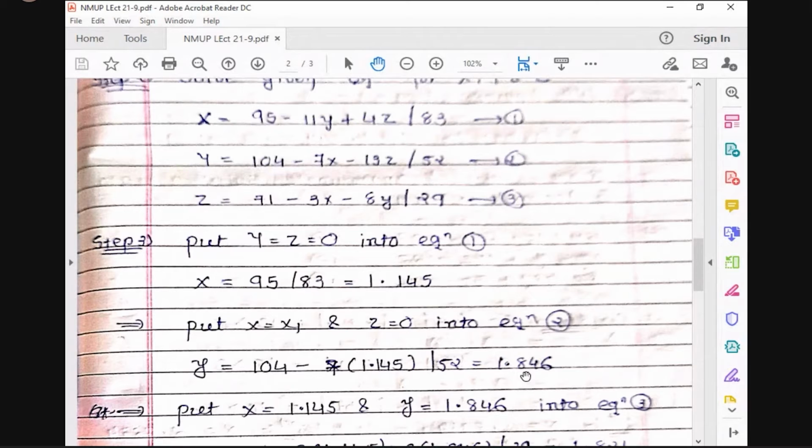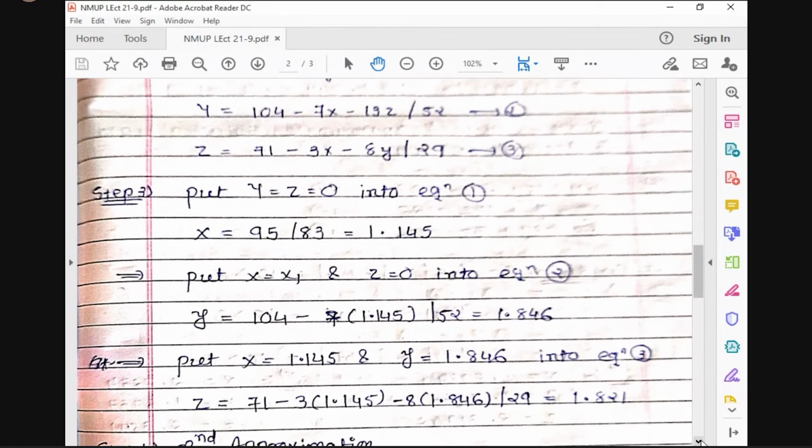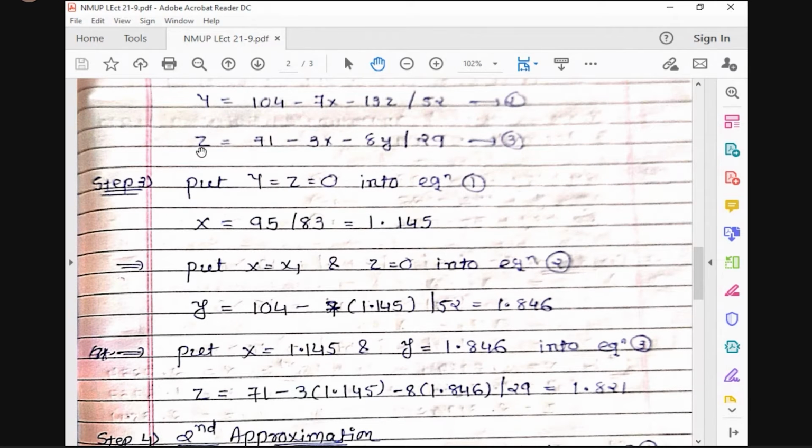So now, in a second step, two values of x and y are available with us. So what are we doing? We are substituting these values in our third equation. And by doing this, we got the value for z, which is equal to 1.821. So this one is my first approximation. And by performing this first approximation, we got the values of x, y, and z.